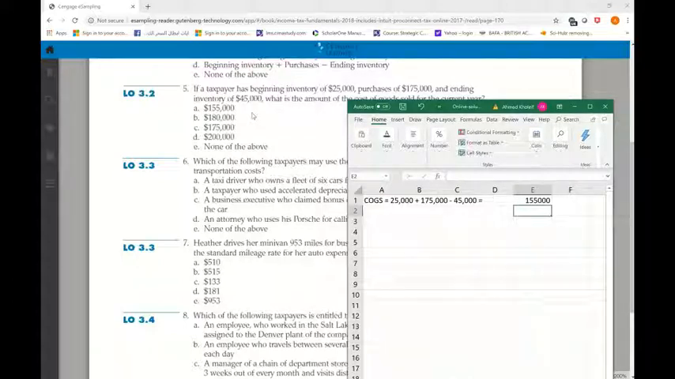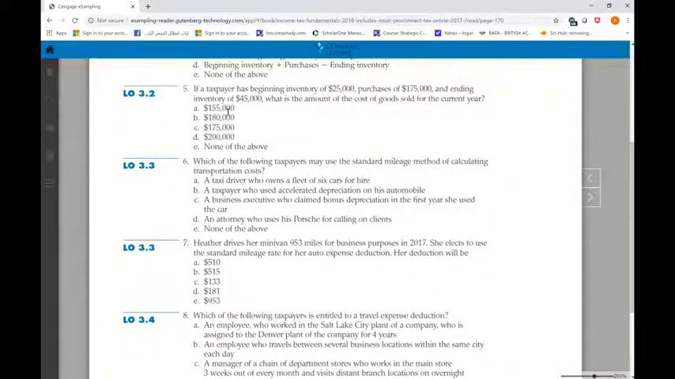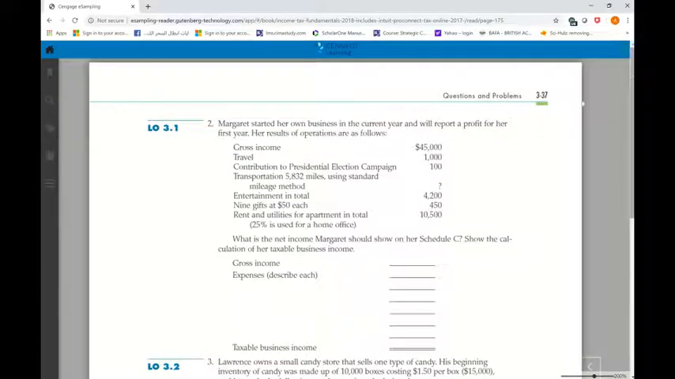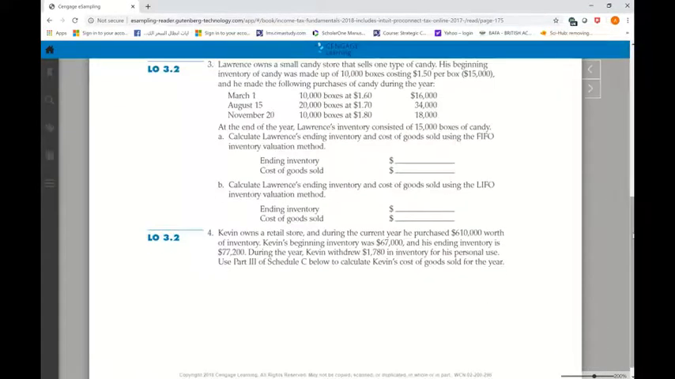So we also have some related problems. We have problems 3, 4 and 5. So moving to the problems, this is problem 3, and this problem is on page 37.